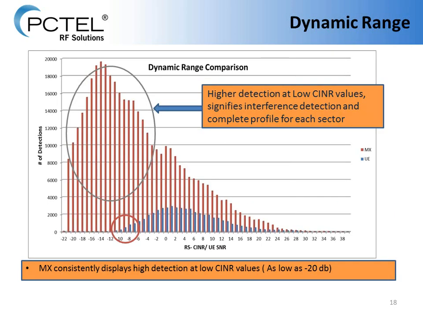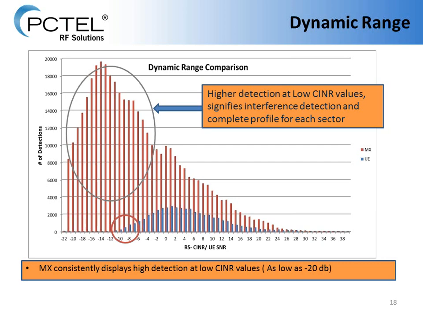So to move to the next slide, you can really look at the difference between the dynamic range of what a UE does and what a scanner does. And this is very dramatic on the low end, because this is really important in identifying what types of signals are entering your sector. Having the ability to reach deep down into that dynamic range and find out the number of detections you're having at the low CINR values is very important in being able to optimize that network.